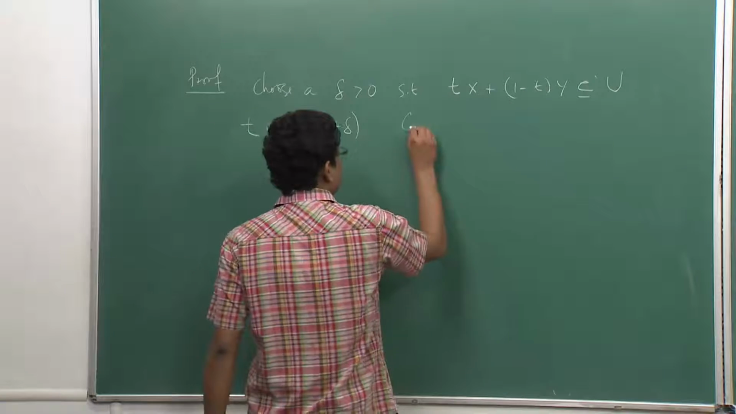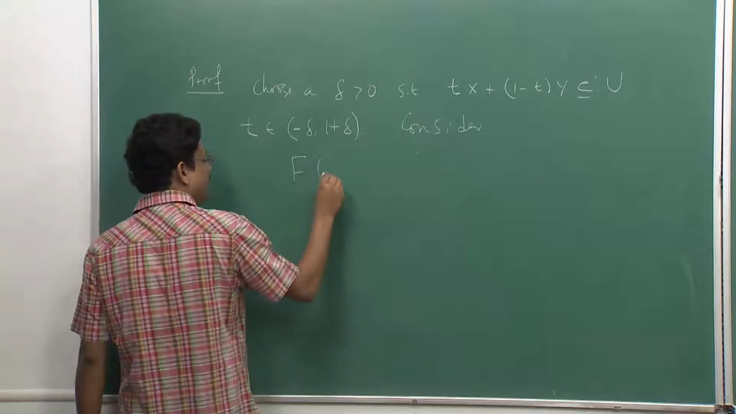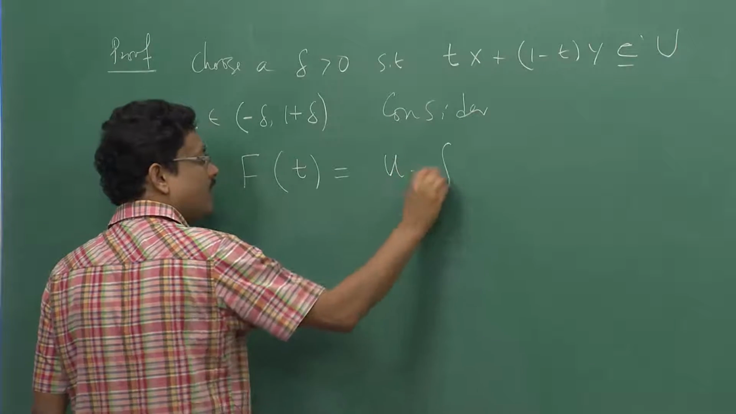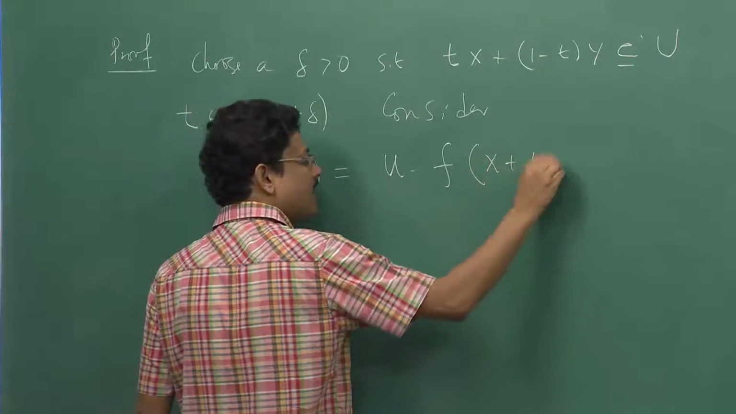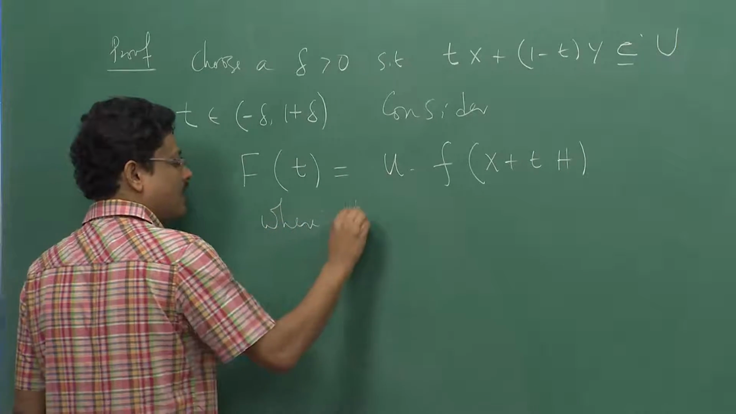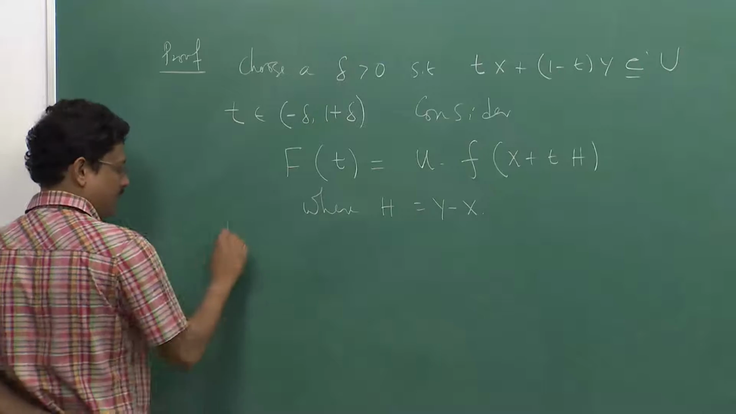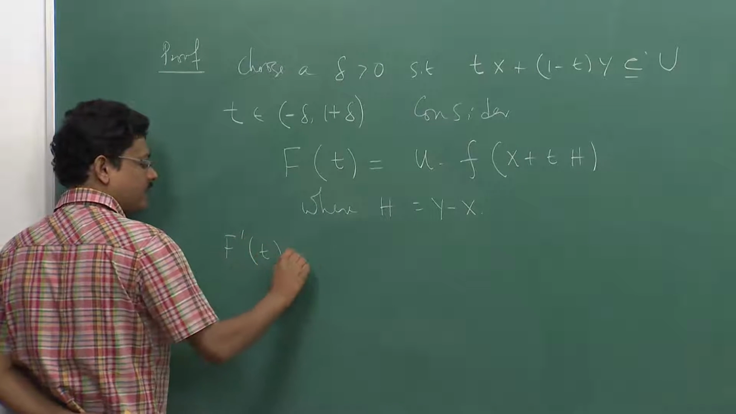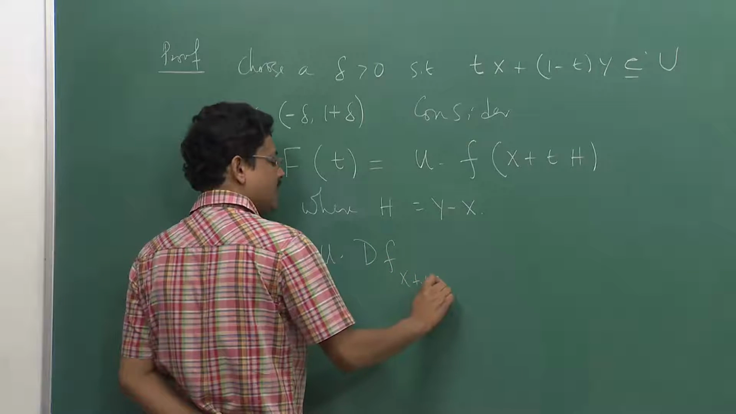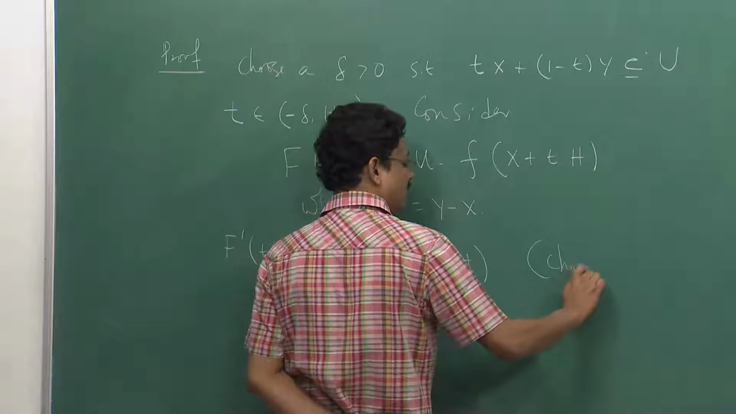So, consider the function f of t equal to u dot f of x plus t h, where h equal to y minus x. What is f prime at t? F is differentiable, so by chain rule this is u dot df at x plus t h at h. This is the chain rule.